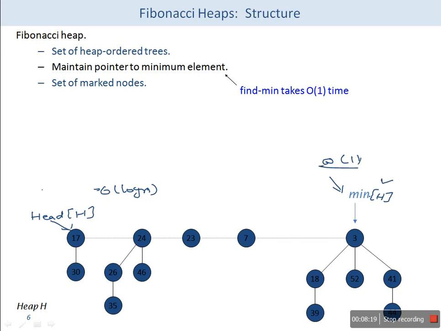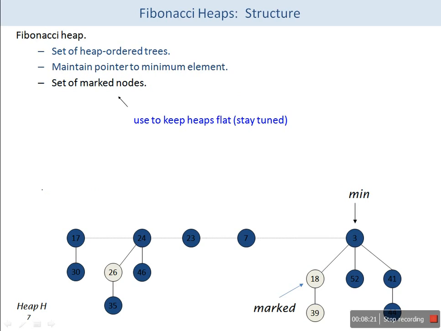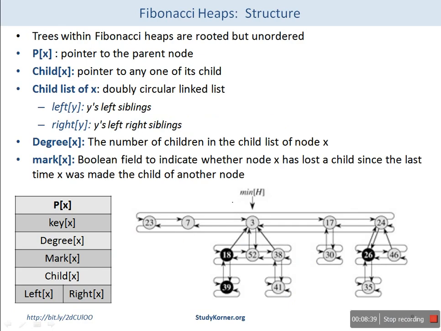We also have a set of marked nodes. As we can see here, these three nodes are marked nodes. These marked nodes are used to keep the heap flat. Stay tuned, we will see the concept of the mark node when we study the decrease key and delete operations. Now let's see the structure of the Fibonacci heap from an implementation perspective.